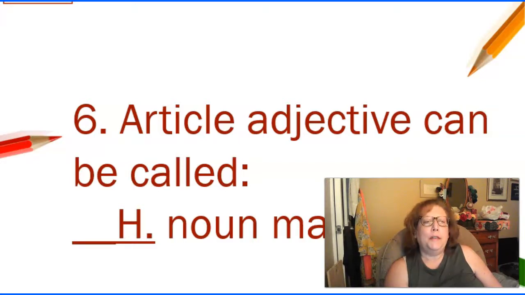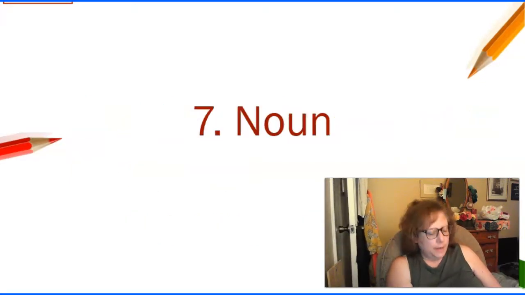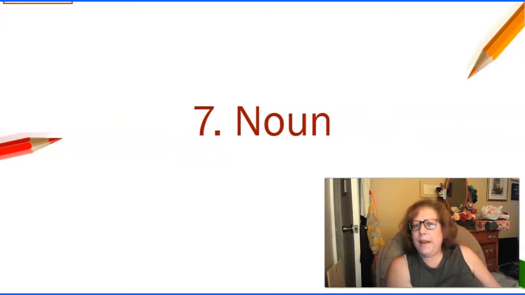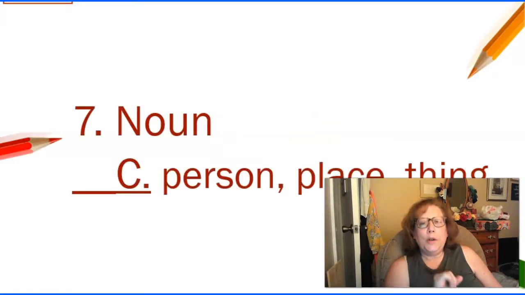Now let's move on to number 7. Number 7 says noun. We have to define a noun. Now you guys should be super good at this by now, so you should be able to look down here and find that definition. I want you to do that and fill it in. And I'll give you the answer right now. If you put person, place, or thing, you were right.